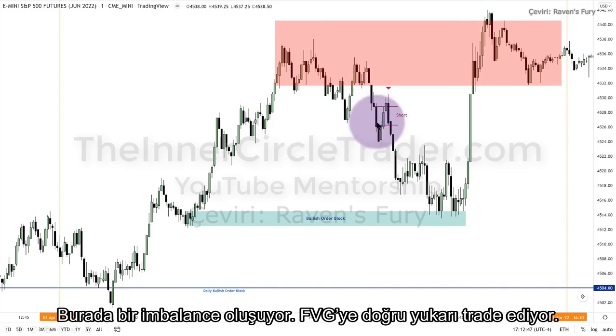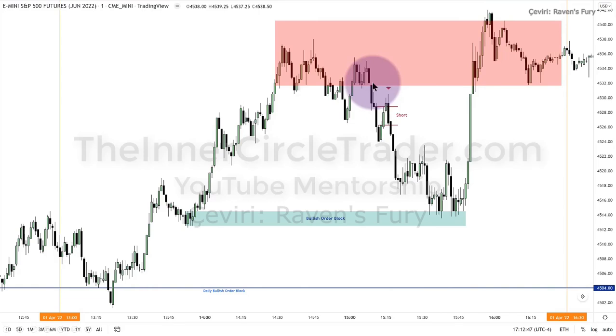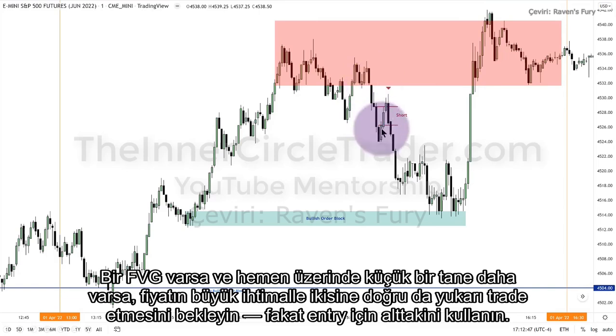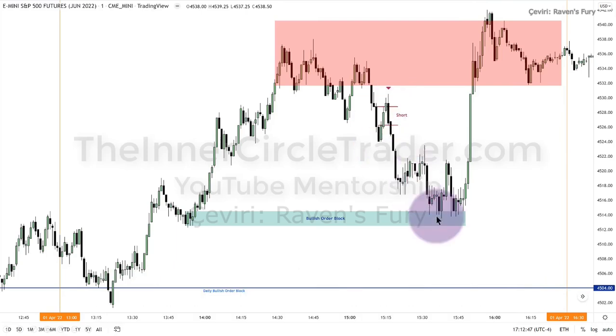Creates the imbalance here, fair value gap, trades up. Yes, it overshoots it, but we also have two fair value gaps. Remember the rules I gave you? If you have a fair value gap and a small one right above it, anticipate it likely trading up into it, but use this as your entry. Go short here, and then aim for the order block.